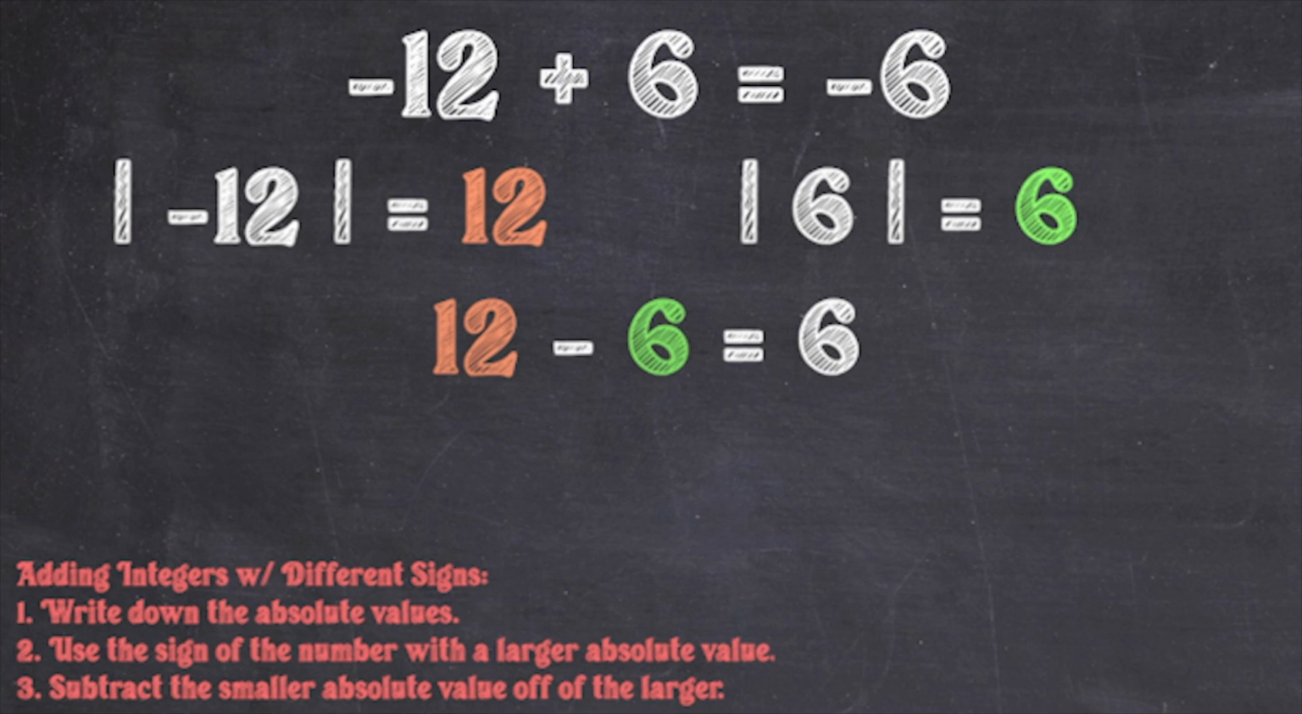Notice that this is the same problem we started off this video with, but using mathematical symbols instead of words. The negative 12 can be thought of as moving 12 steps to the left of 0, and the 6 can be thought of as moving 6 steps to the right. Where do we land? We land at the sum of negative 12 and 6, which is negative 6.